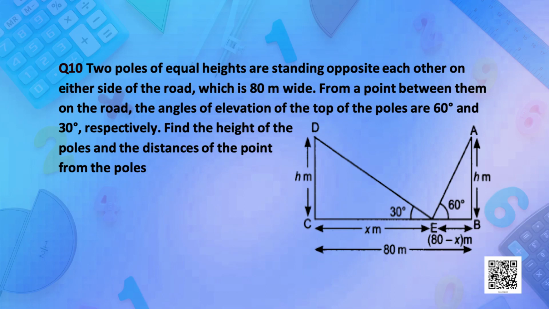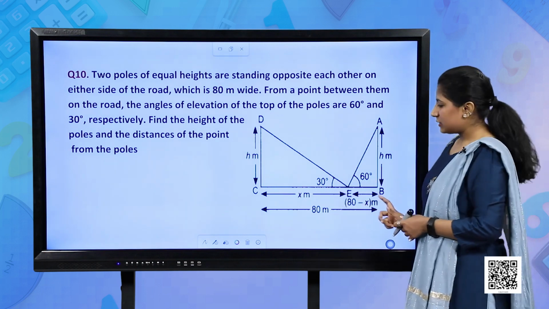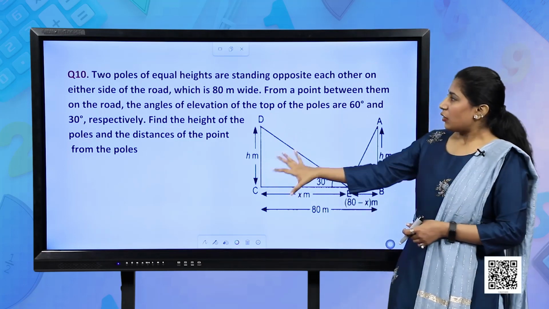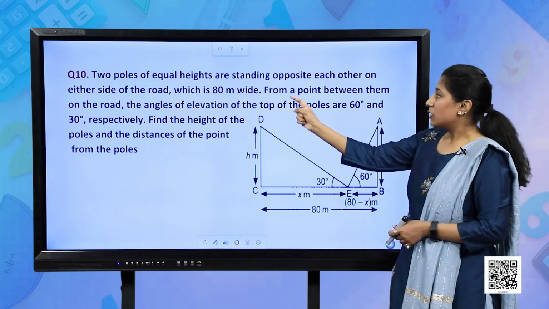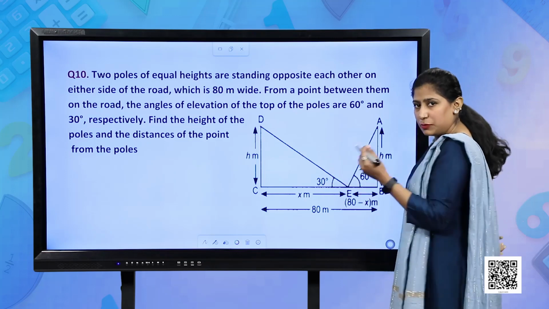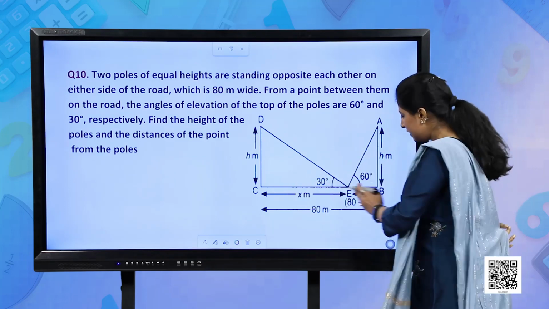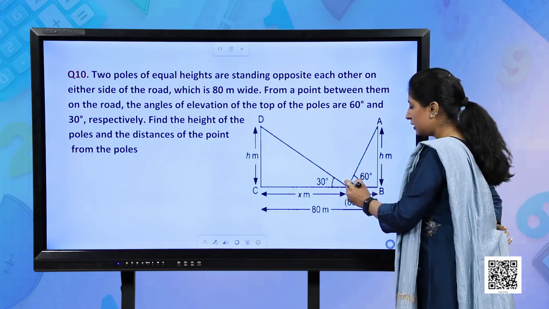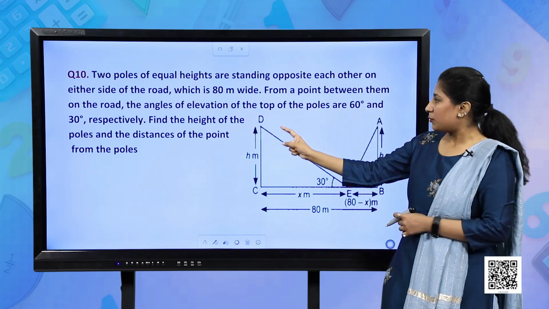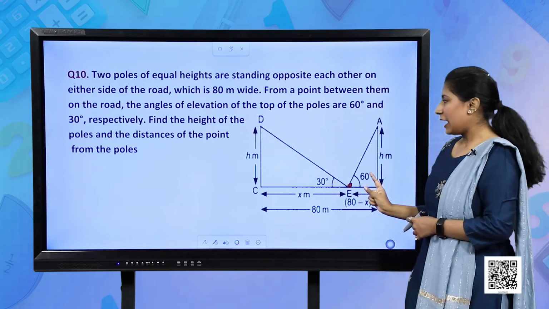Two poles of equal heights are standing opposite each other on either side of the road, which is 80 meter wide. So let's look at the figure. This is the road CB, which is 80 meters wide, and two poles are standing, the pole DC and the pole AB. They are of equal heights. It is given to you. From a point between them, it is not given that the point will be midpoint, or exact position is not given, but on this BC, the point is somewhere, let's call it E. From this point, the angles of elevation of the top of the poles are given 30 degree and 60 degree.